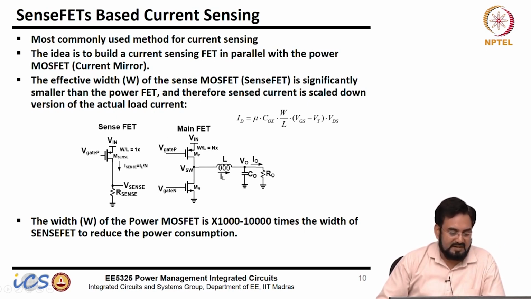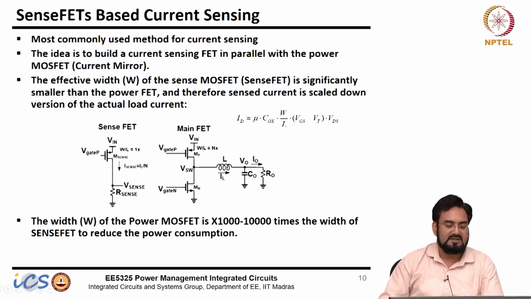So if I have, let's say, this current is nothing but this current divided by n, because if VDS is matched and VGS is matched, then the current will scale according to the W by L size ratio, which is n here. So this becomes IL by n, and you dump it into a resistor, you get the V sense voltage. So voltage to current converter. This voltage will contain the information of the current.